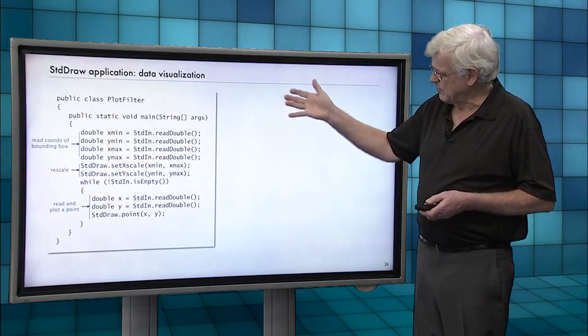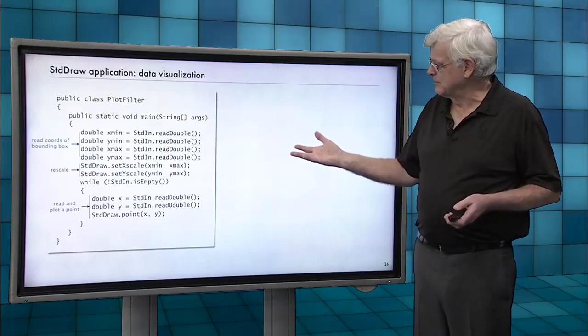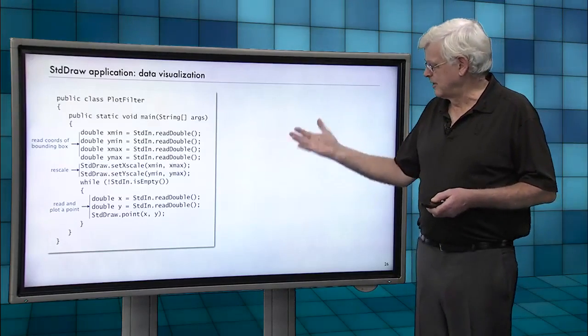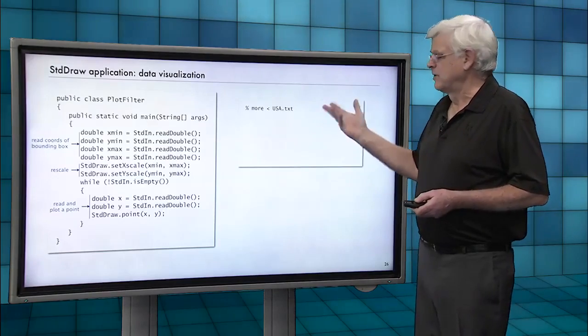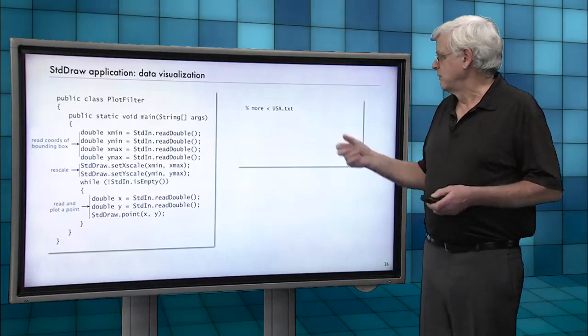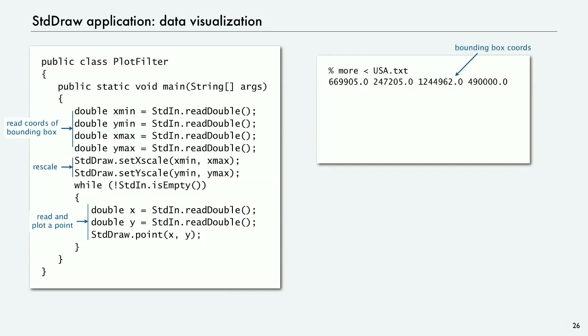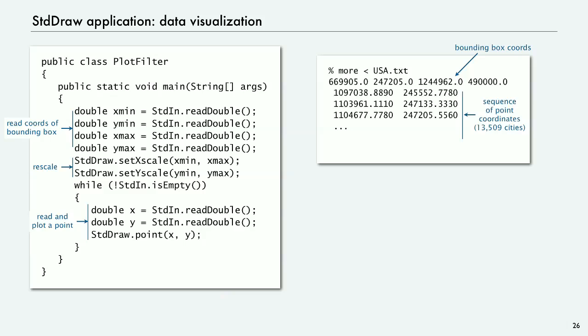We get some data about the points, we get all the points, and the number of points could be huge. This program takes them from standard input, so the number of points is unlimited. So here's a file that you can download, and there's a lot of similar ones out there, where it's usa.txt. The first 4 coordinates are the bounding box coordinates for the points in this file. So x min is 6699 and x max is 12, and so forth. That's just the way the coordinates are scaled.